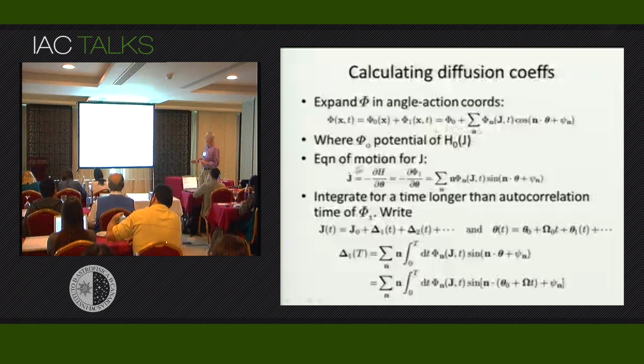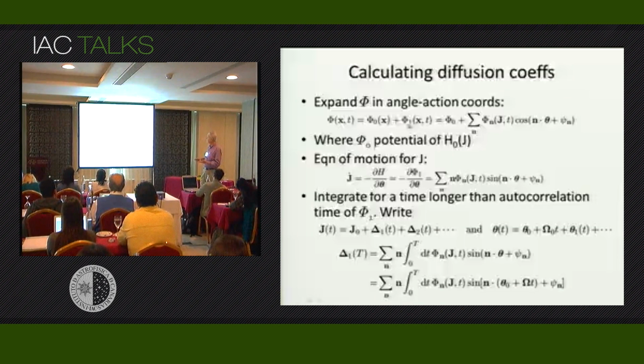So what we need to do is study, because what we're trying to do is calculate the diffusion coefficients. The first-order diffusion coefficient is the expectation value per unit time of the change in the action, and the second-order diffusion coefficient is the variance of the changes in action. So what we want to know is, how does the action of our star vary as a result of having added in this fluctuating part of the potential?